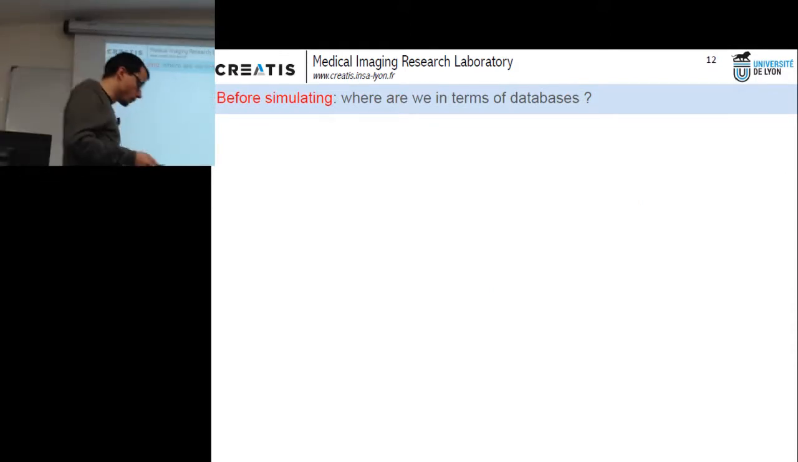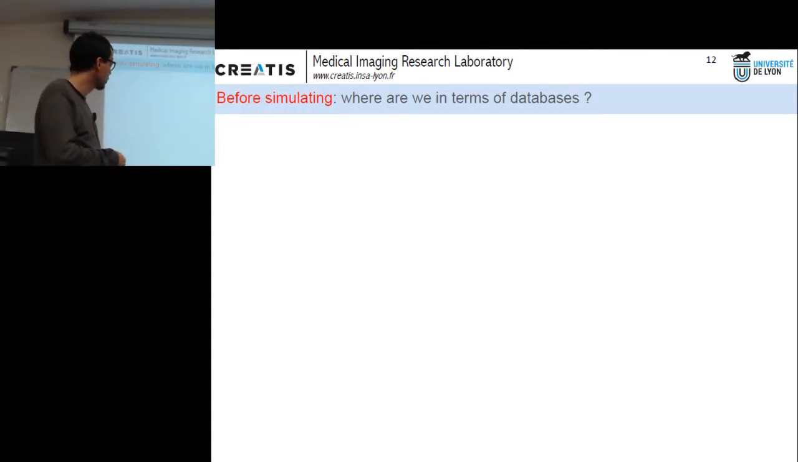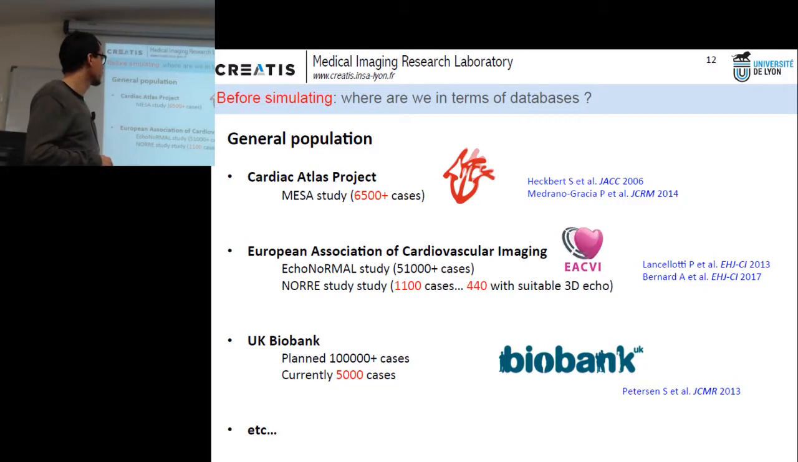So just to wrap up things before thinking about simulations, now we have a bit of overview of the challenges for learning in cardiac imaging. And the clinicians we were talking with on Monday were saying, okay, we can provide you 5,000 data, 1 million data, I don't know. But with this amount of data, you don't need simulating cases. So just before simulating, let's see the panorama of databases.